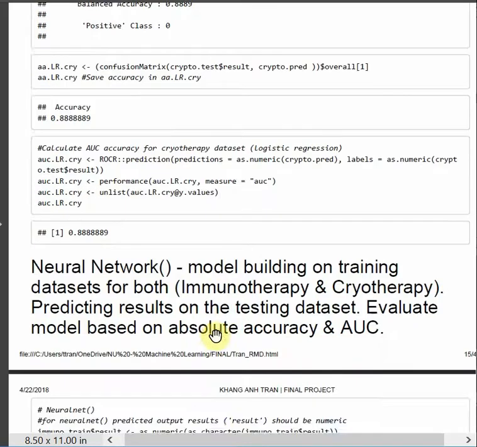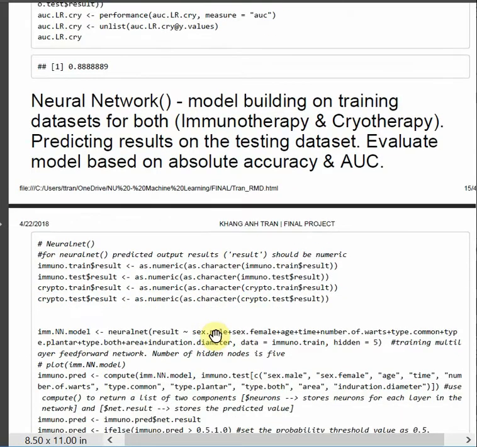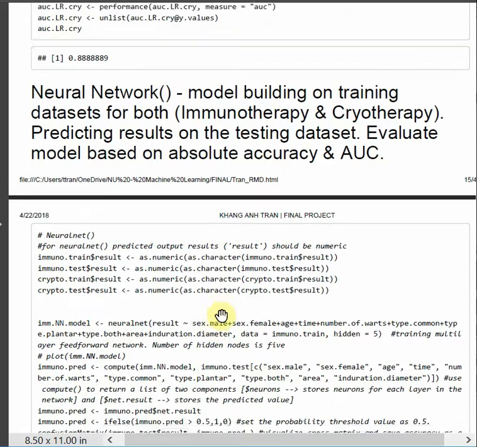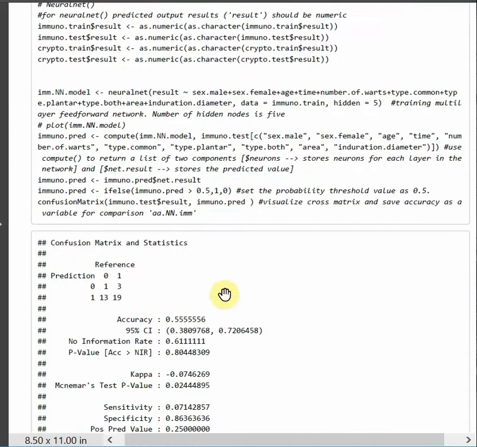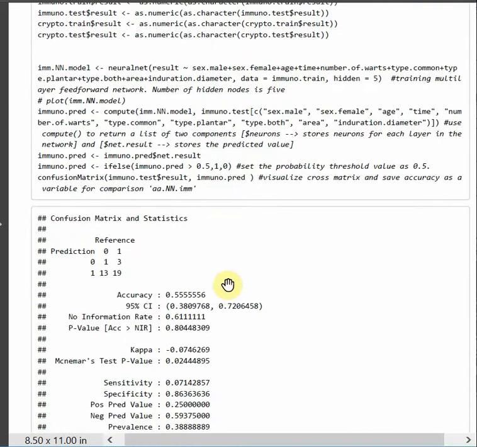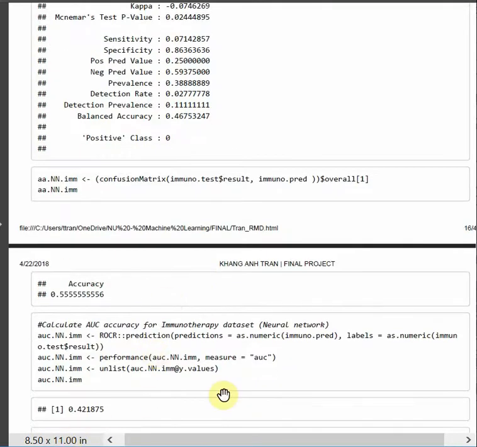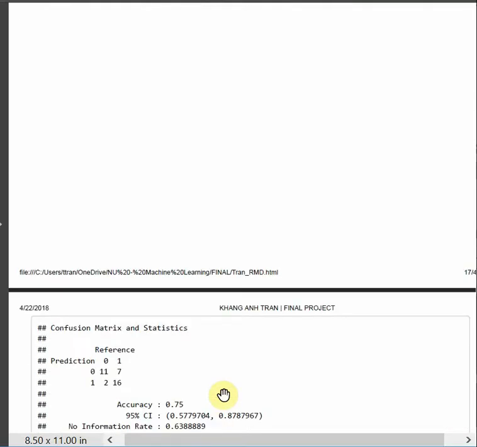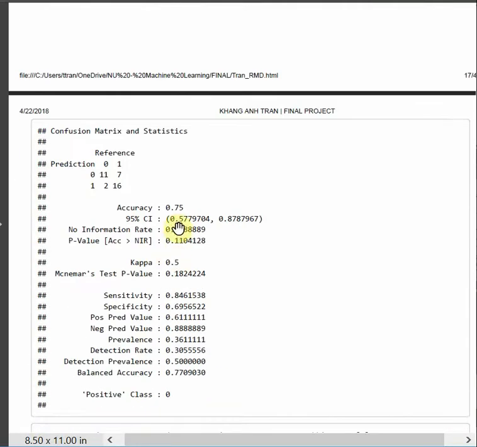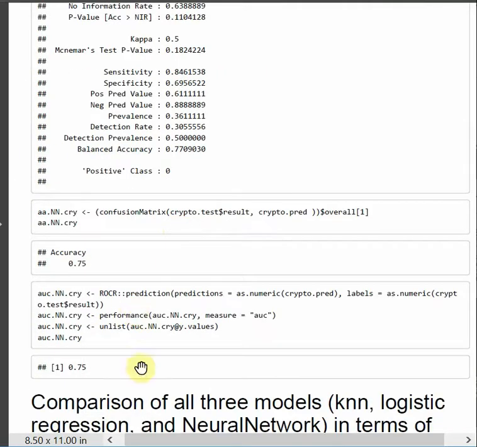Lastly, I built a neural network model based on my immunotherapy and cryotherapy datasets. The absolute accuracy was lower on the immunotherapy dataset. It was 55% with an AUC accuracy of 42%. When I did the same thing on my cryotherapy dataset, I got an accuracy of 75% and an AUC accuracy of 75% as well.